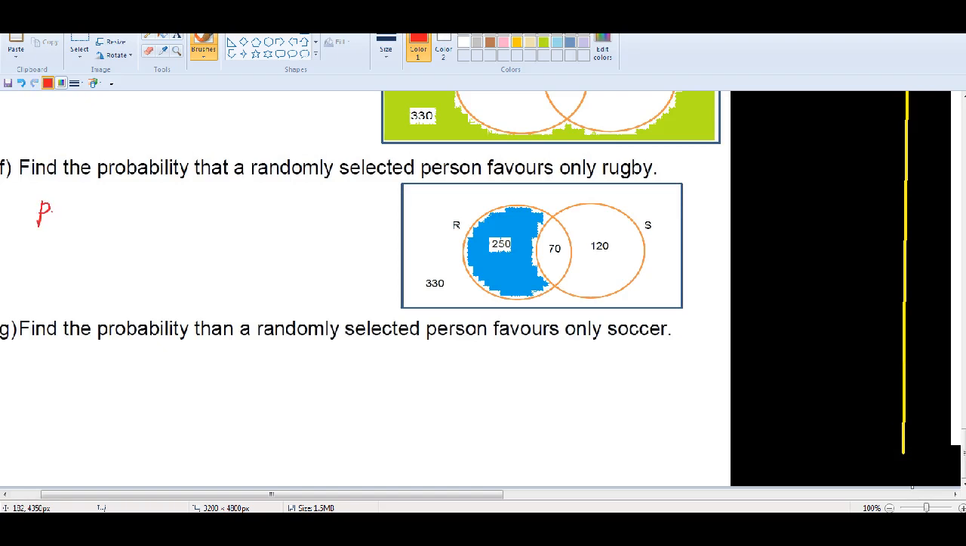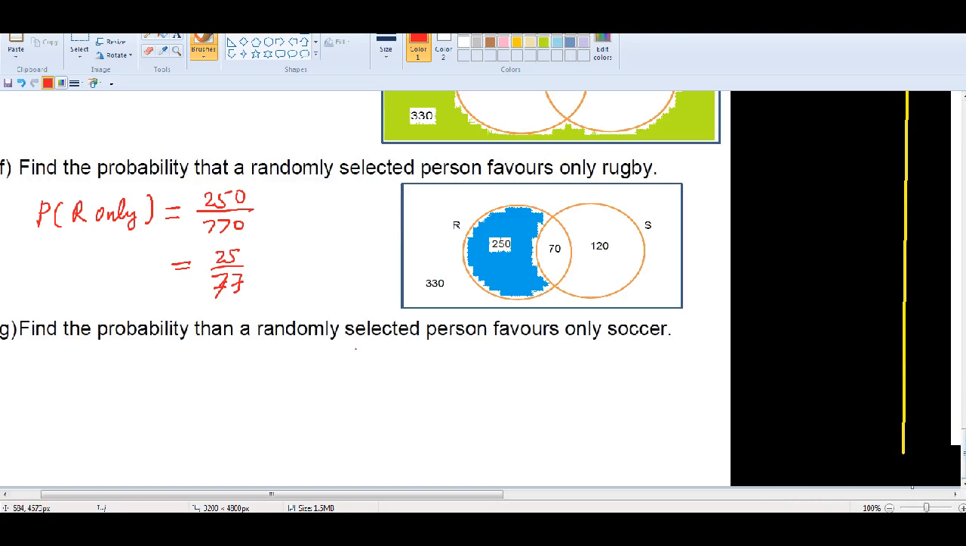So the probability of R only should be 250 divided by the total. Right, so it should be like this one. Okay.